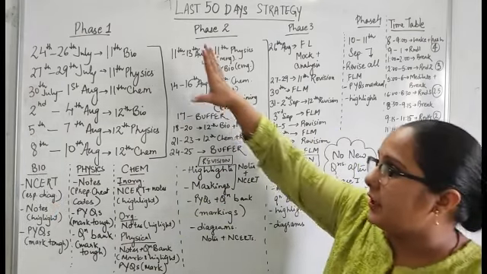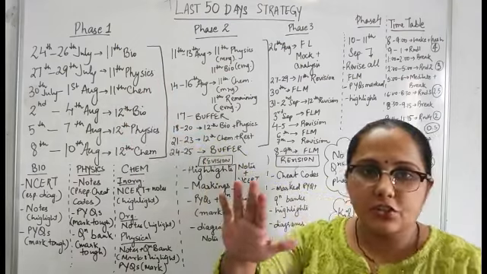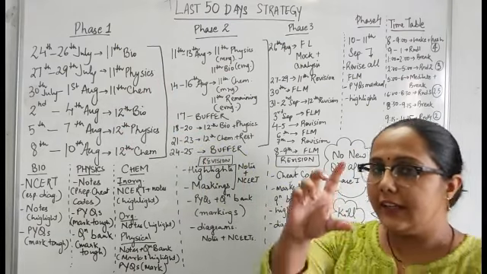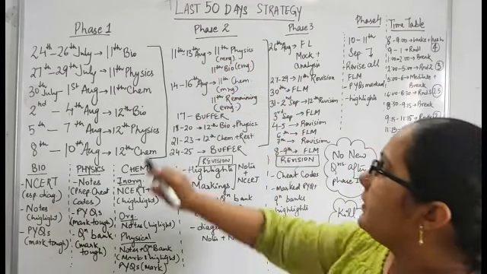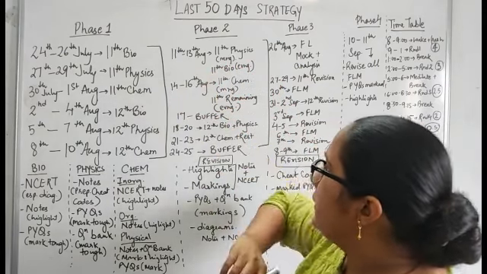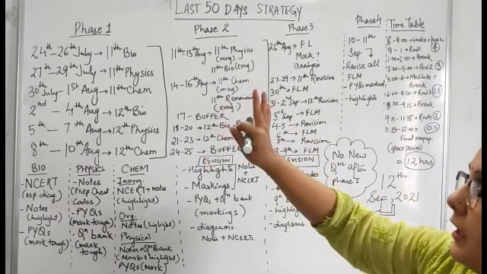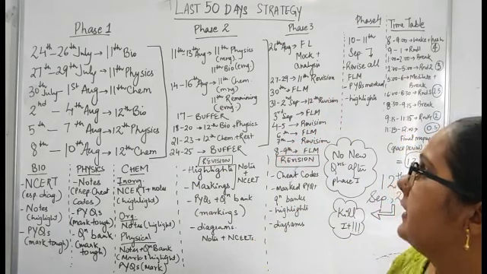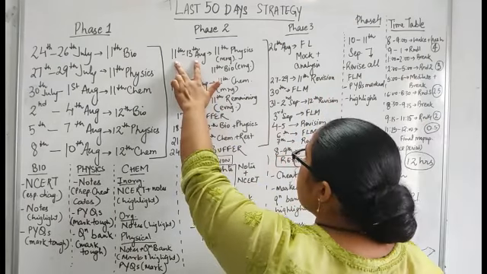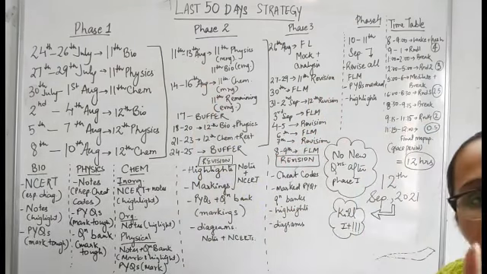Now in phase 2, whatever revision you have done is fresh in your mind, right? So you will take lesser time to complete phase 2. So what we'll do, we'll divide 11th to 13th August, which means 3 days. Now here 3 days you are getting for one subject of one class. Here what we are doing, in 3 days we are doing 2 subjects of one class.